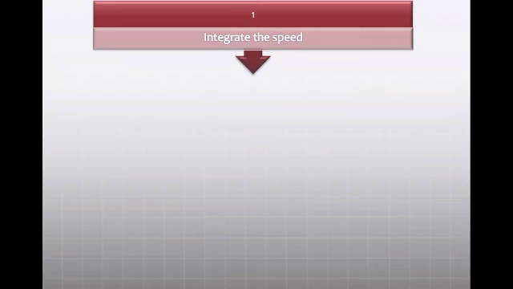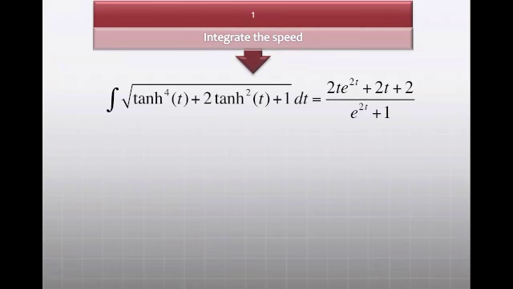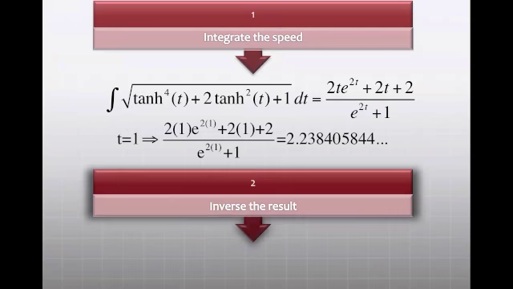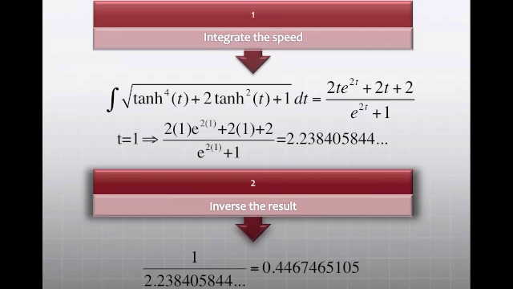So I'm just going to quickly go through what we did. So the first step, integrate the speed. Our computer told us that the function on the right in terms of t is our integrated function. And as an example, we're going to put just one value in, which is t equal to 1, time is equal to 1, and we get 2.238 out. Second step is then to inverse that. The way we do that is put 1 divided by 2.2384, and we get 0.4467 out.